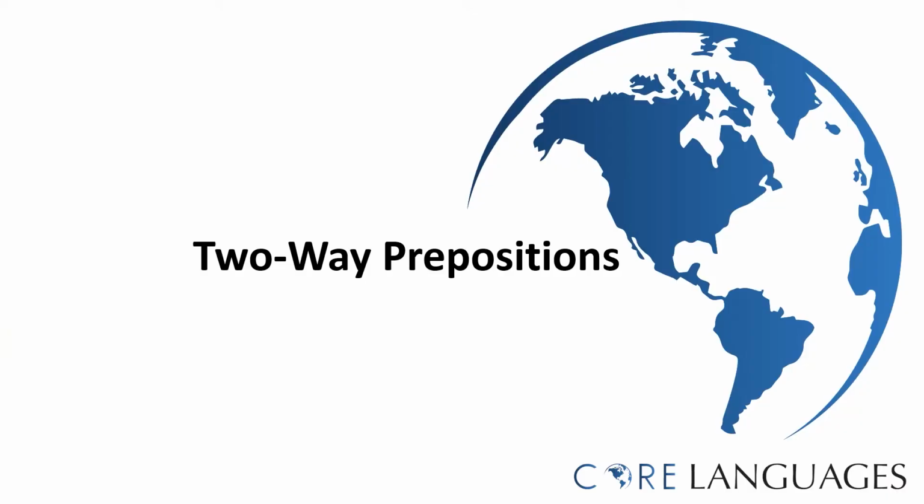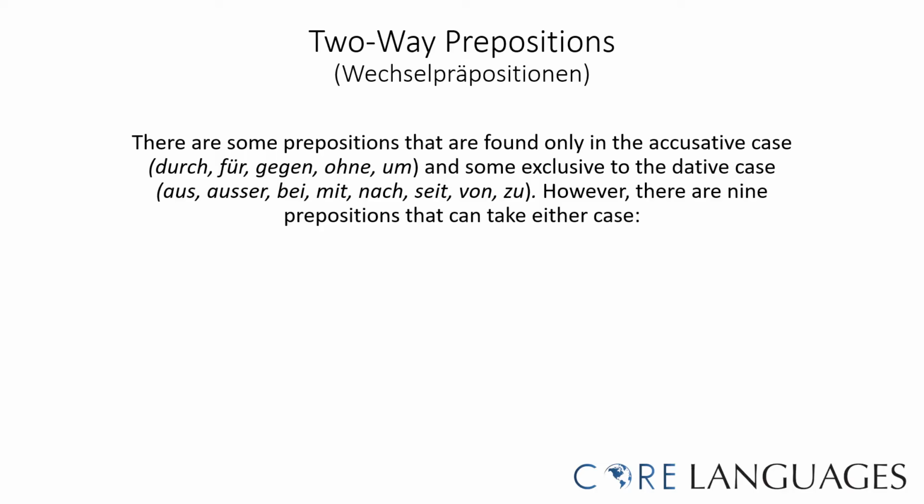Two-way prepositions. Prepositions are words that help us demonstrate the relationship between nouns in a sentence. And when dealing with nouns in German, we are dealing with the grammatical cases. So by default, the prepositions also deal with the grammatical cases.